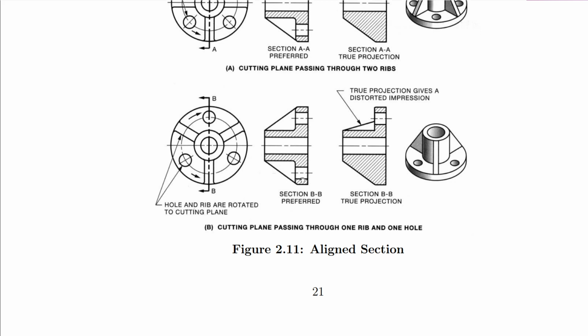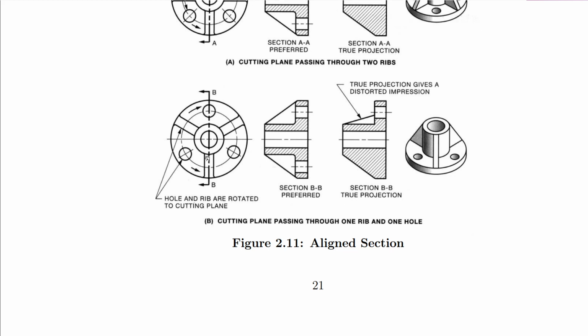All right, this is another one here. In this case, this one has 3 ribs, and the cutting plane goes through like this. It goes through this one and then this side here. We want to reveal how this hole is, and then we also want to ensure that this web is indicated. So we have to rotate this rib to align with the cutting plane, and then this hole to align with the cutting plane. Then we'll have the section like this.